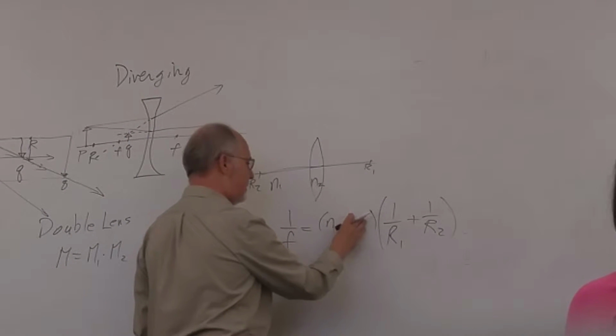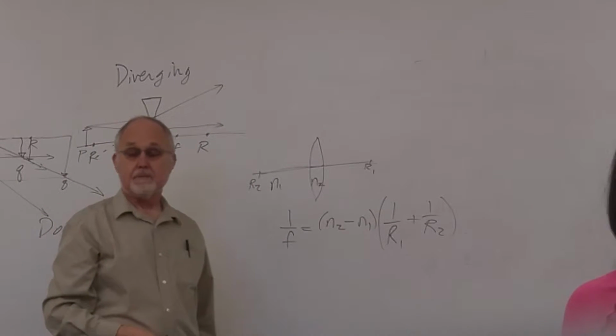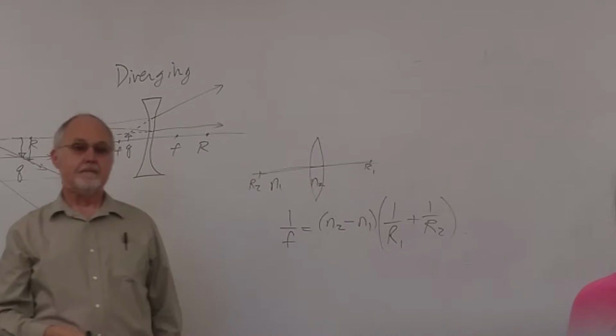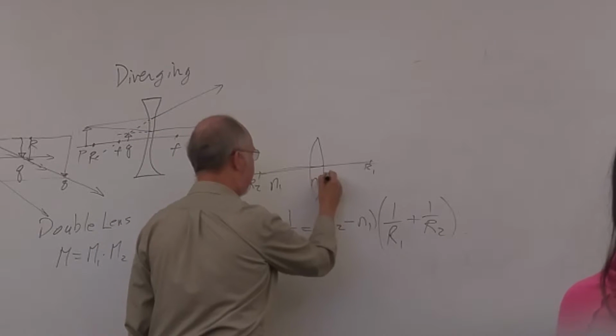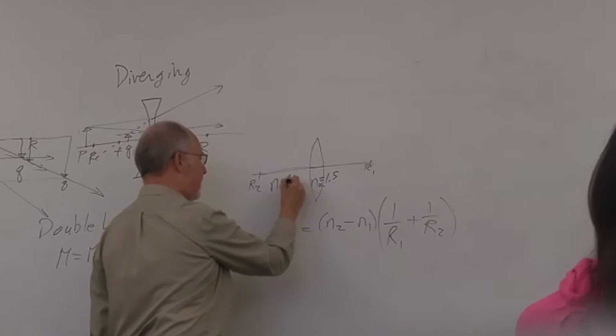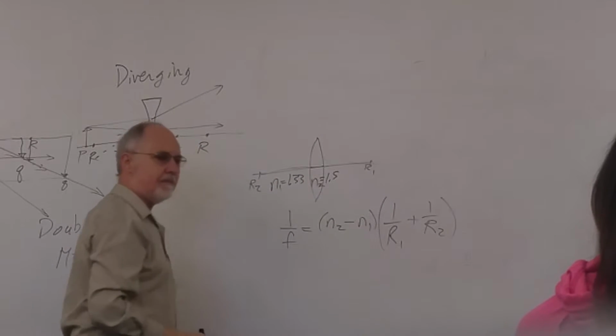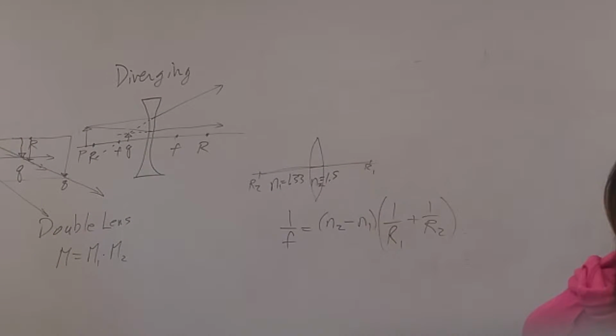But what if this is not air? What if it's water? So if the n2 is, say, 1.5, that's standard glass, and this is 1.33 for water, you've got your converging lens in water, what happens to the focal length? Does it change compared to what it is when it's out in the air?